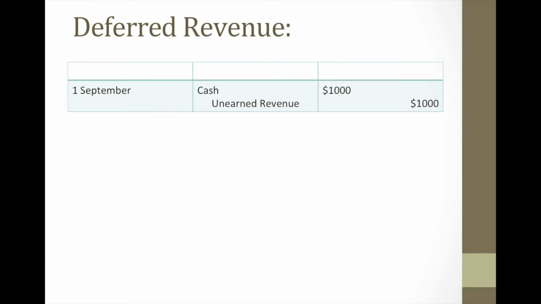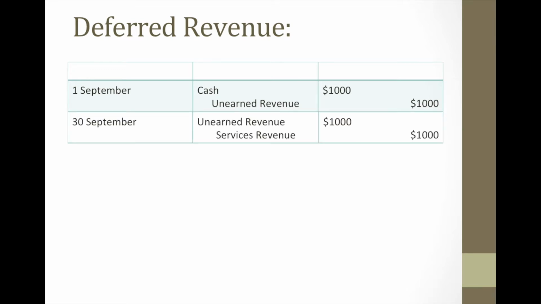Suppose at the end of the month, the company provides a service and financial statements will be prepared. On the 30th of September, the adjusting journal entry should be made. This entry increases the services revenue account by the amount earned during the month and decreases the liabilities account unearned revenue by the same amount.